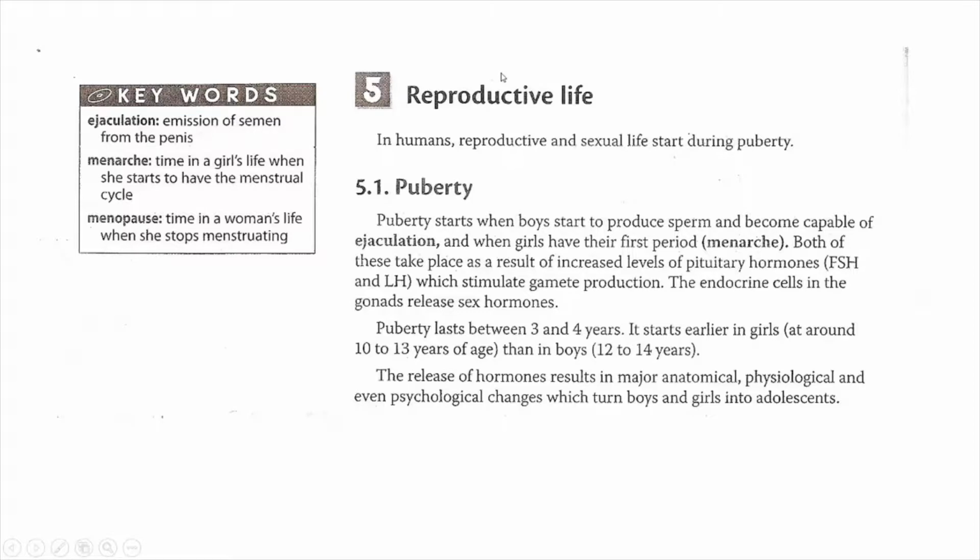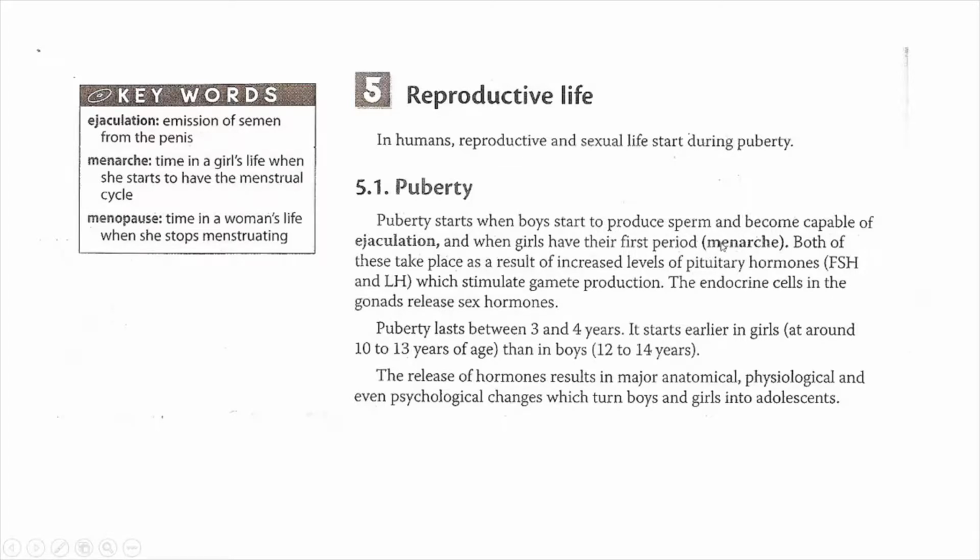We call reproductive life this period of time in which you're able to produce a baby with another person that is in its reproductive life. So this sexual life starts during puberty, when you start being fertile. When does puberty start? Well, in boys, it starts when they are able to ejaculate, so when they start producing semen that is going to go out of the penis. In girls, it starts when they have their first period.